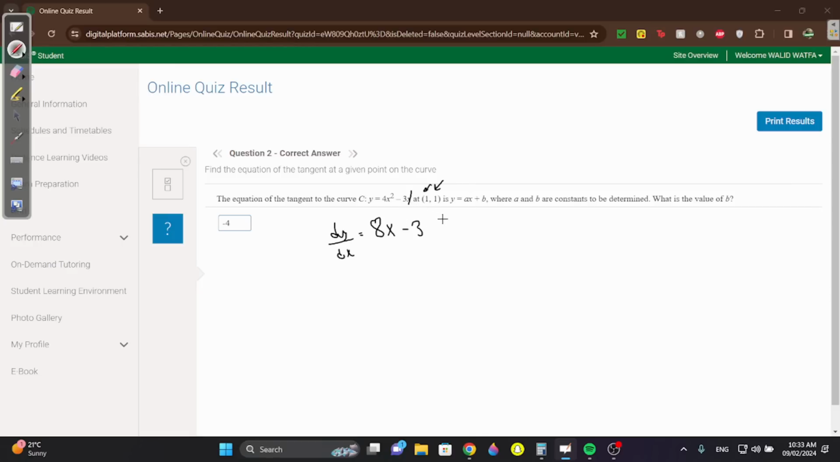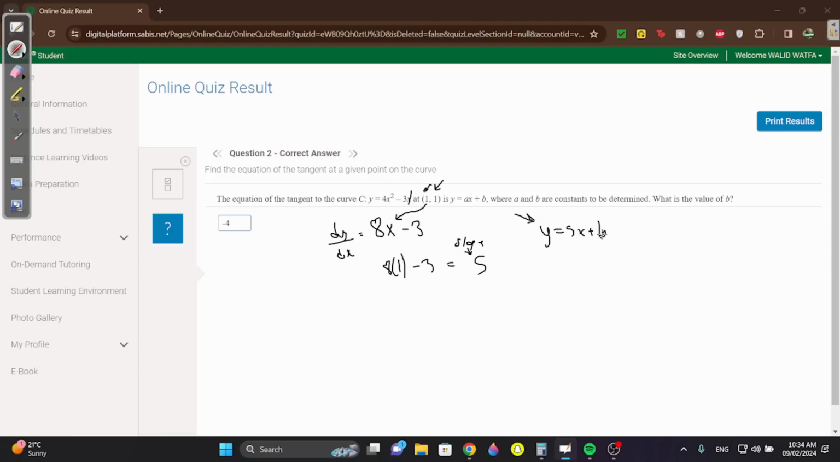After deriving, we have to find our slope, right? How do we find our slope? We have to plug in the x into your dy over dx. You get 8 times 1 minus 3, which is 5, because 8 times 1 is 8 minus 3 is 5. So your slope is 5. Okay, slope is 5. So we get y equals 5x plus b.